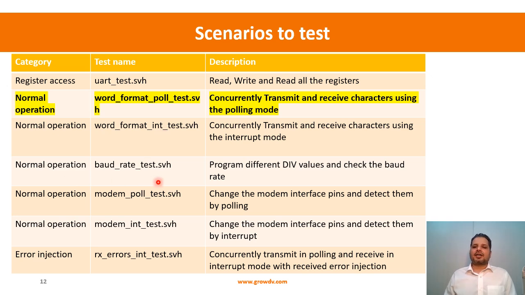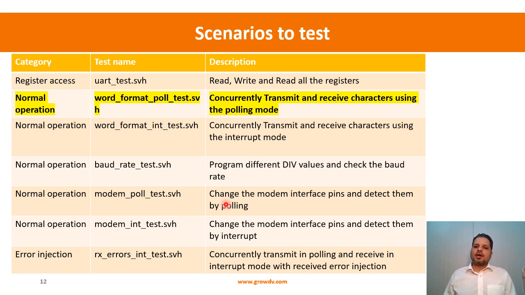And then you have the baud rate test, where you program different div values and check whether the baud clock that is generated is as per the div value that you have programmed. Ideally, this test also should be doing additional data transmission and reception. Since this is the sample test bench, it is just checking the baud out clock. And then you have a couple of other normal operation tests.